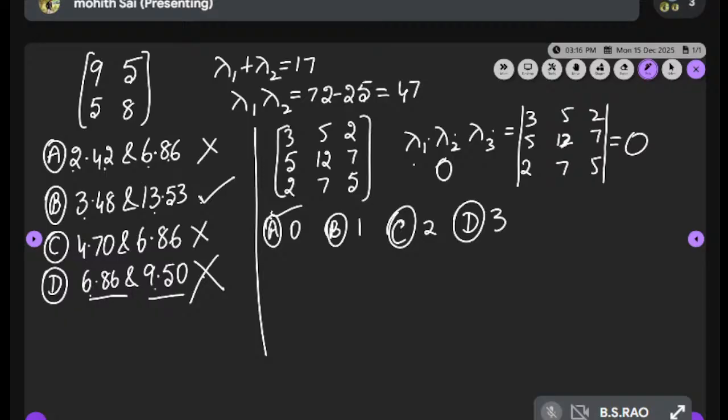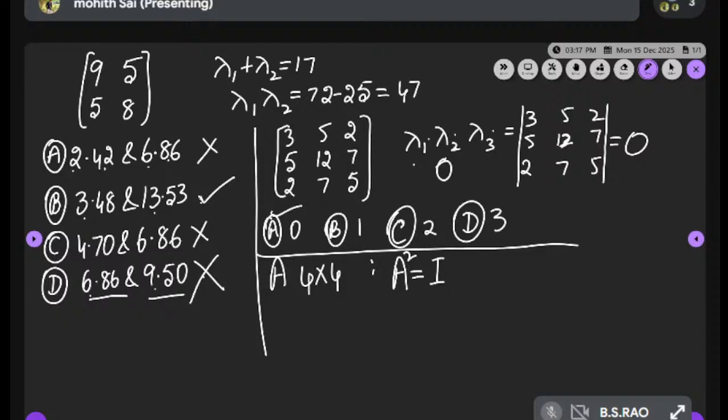Next. Let capital A be a 4 by 4 square matrix satisfying the equation A square equals I.